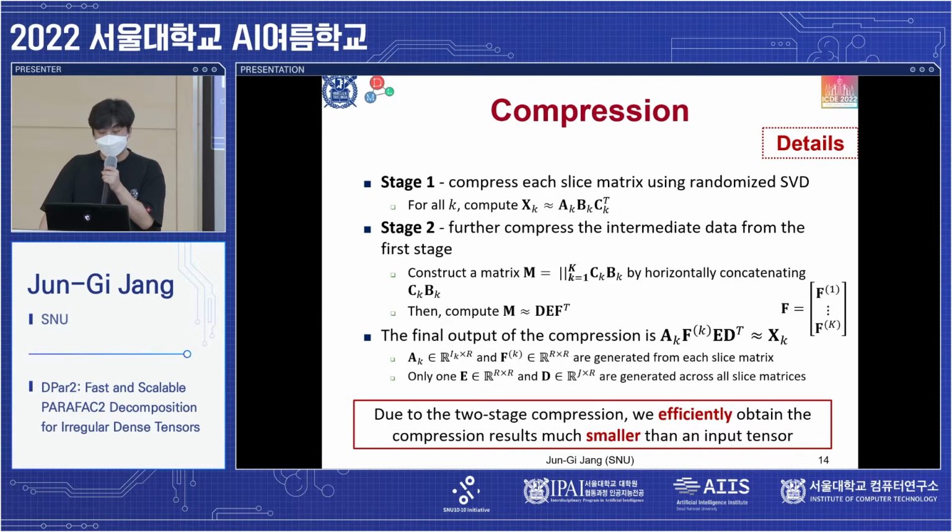AK, FK, ED transpose is approximately equal to XK. Note that each slice matrix has AK and FK, while E and D are shared vector matrices across all the slice matrices. Thanks to the two-stage compression, we efficiently obtain the compression results much smaller than an input tensor, and it lays the groundwork for efficient updates.